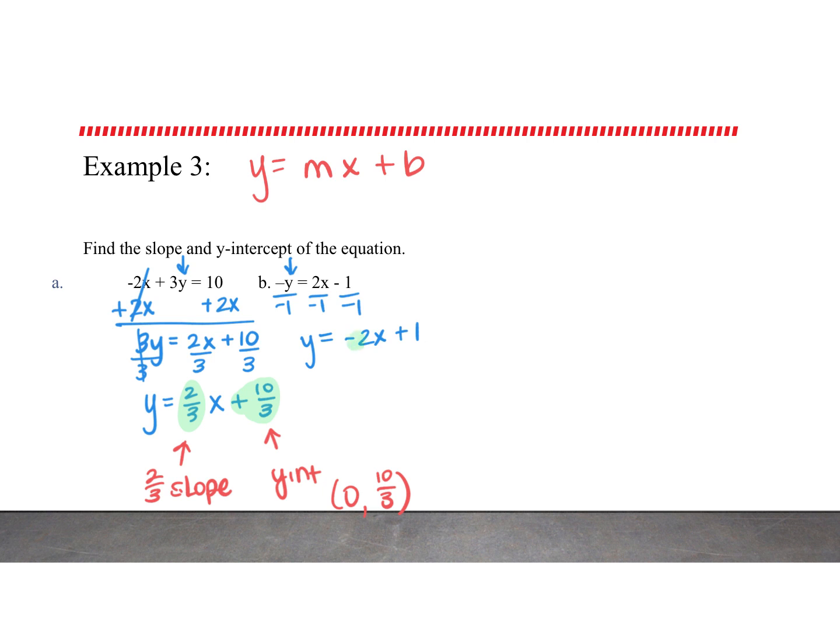And then we can again see we've got a slope, we have a y-intercept. So let's jot that down. That -2 piece is our slope. That 1 is our y-intercept, as an ordered pair, (0, 1).